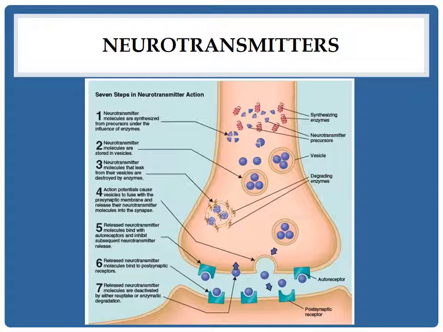Number 6 is where the signal is actually passing. The released neurotransmitter molecules bind to postsynaptic receptors. We talked about that, what they do, a few slides ago, whether those receptors are directly connected to ion channels that help depolarize or hyperpolarize an axon, or whether they're more complicated and go through secondary messengers or that type of thing. And then number 7, the released neurotransmitter molecules go through either reuptake or degradation to get rid of them.